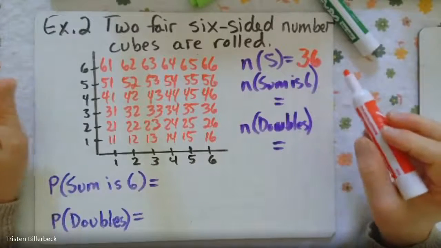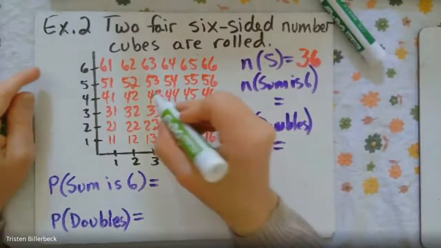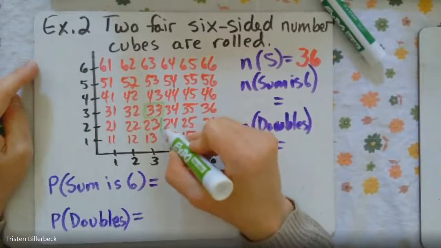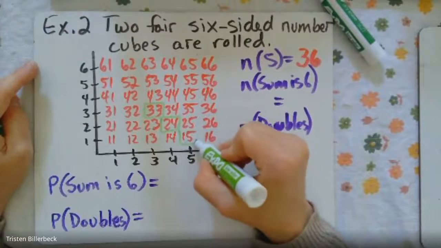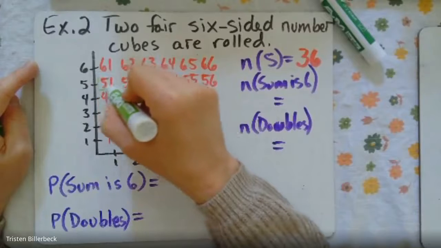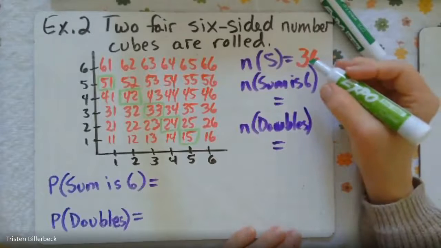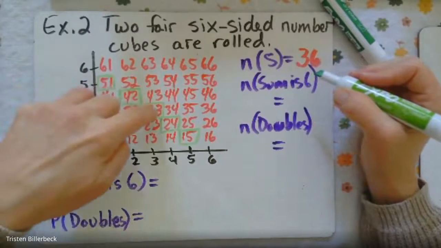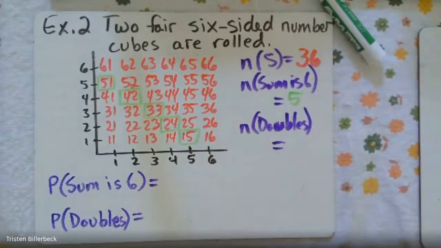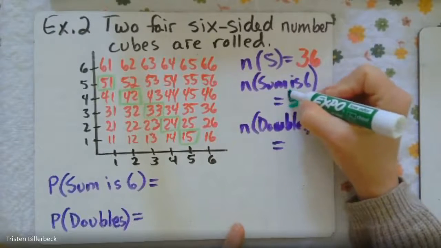So the sum is 6. Okay, let's circle those things that are the sum of 6. So we have this is the sum of 6. 2,4 is the sum of 6. 1,5 is the sum of 6. 4,2 is the sum of 6. And 5,1 is the sum of 6. So the sum of 6, we have 1, 2, 3, 4, 5. So there's going to be 5. Let me use a darker pen so you can see that. 5.